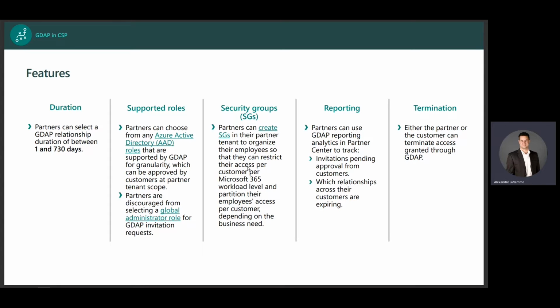The features of GDAP compared to the old DAP is the fact that now it does have an expiration date. DAP was continuous. GDAP now has a limit of 730 days. Also, there's a lot more supported roles. Instead of just giving a blanket global admin role, as with DAP, GDAP now supports all the Azure Active Directory roles. Partners can now also create security groups instead of just having everyone be an admin agent. There's reporting options that come with GDAP for compliance and best security practices. And of course, there's now a termination option from both the end customer and the partner for GDAP.